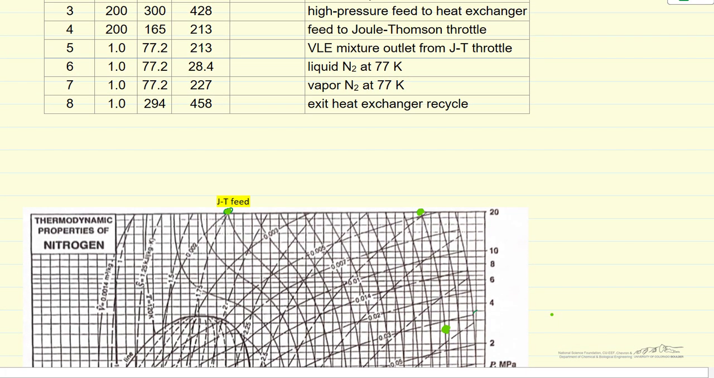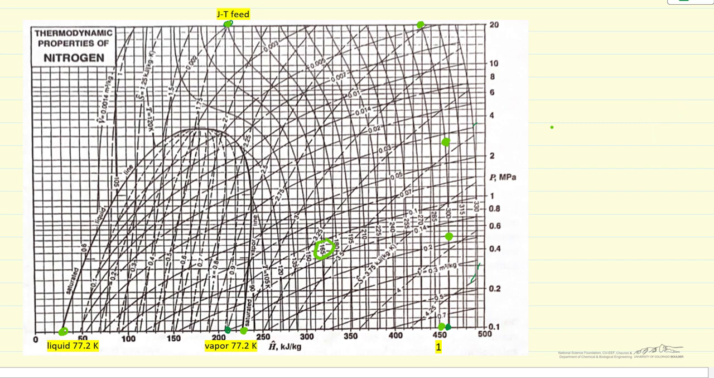So we're plotting log of pressure on the y-axis, enthalpy on the x-axis. Note that the pressure here is in megapascals, so 1 megapascal would be 10 bar, a tenth of a megapascal is 1 bar. So we enter the cycle at 458 kilojoules per kilogram. This is 294. So that's this point here. That's 0.1 in the diagram.